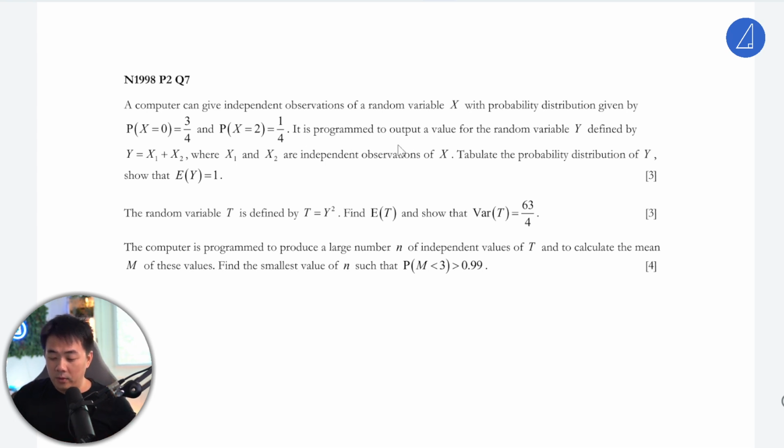It is programmed to output a value for random variable Y defined by Y is X1 plus X2, and X1 and X2 are two independent observations. Tabulate the probability distribution of Y. Show that E(Y) is 1. I think this is pretty okay.